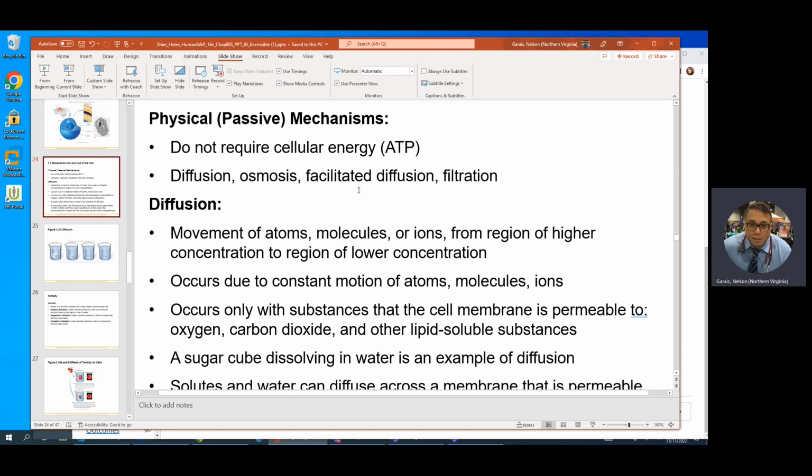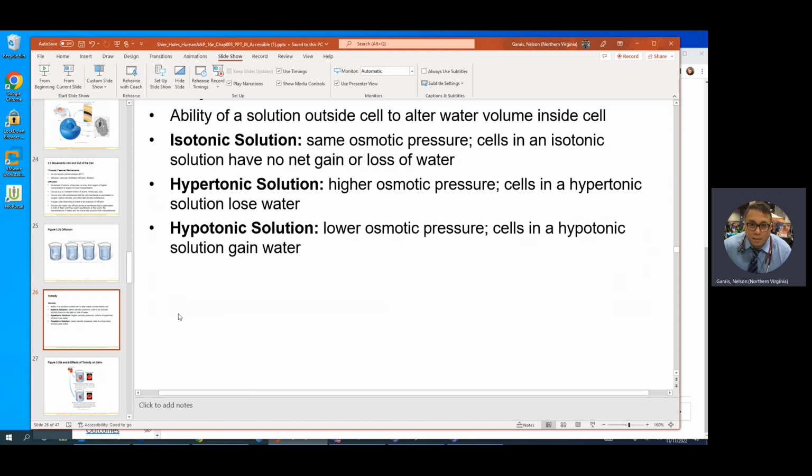Facilitated diffusion still moves from an area of high concentration to low concentration, but it goes a little bit faster than your typical osmosis or diffusion. And last but not least, filtration. That's when you want to filter something. The analogy in class was a coffee maker where you put all the powder on the top and then what gets through? The coffee. All of these things, diffusion, osmosis, facilitated diffusion, and filtration, are passive mechanisms, meaning they do not require ATP. But what does require ATP?